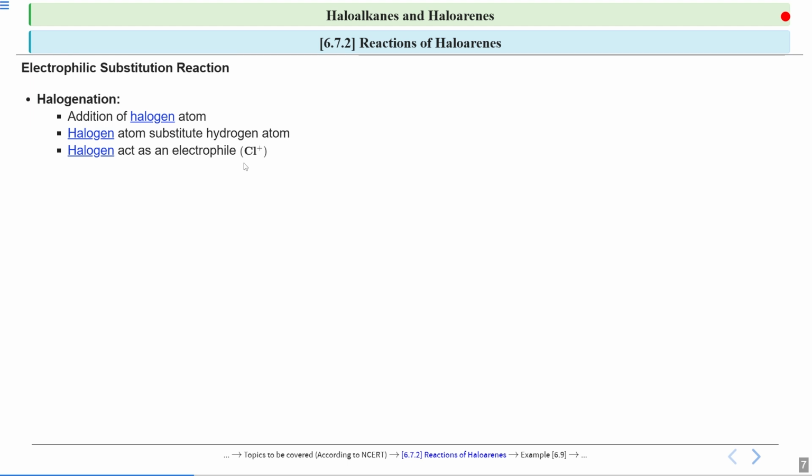If you are talking about, let's say, chlorine, then chlorine positive will come towards the benzene ring, substitute one of the hydrogen atoms, which is the most reactive and easiest to substitute, and then place itself at that position. Halogenation happens in such a way. So halogenation consists of the addition of a halogen atom to the benzene ring after the substitution of a hydrogen atom, and the halogen acts here as an electrophile.